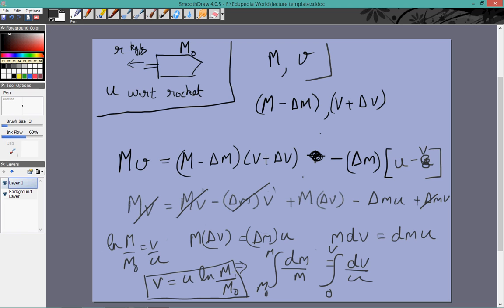This is how you solve problems involving variable mass. You take two instants of time and you just conserve momentum between the two. This completes our unit of mechanics, and I hope everything has been clear to you.